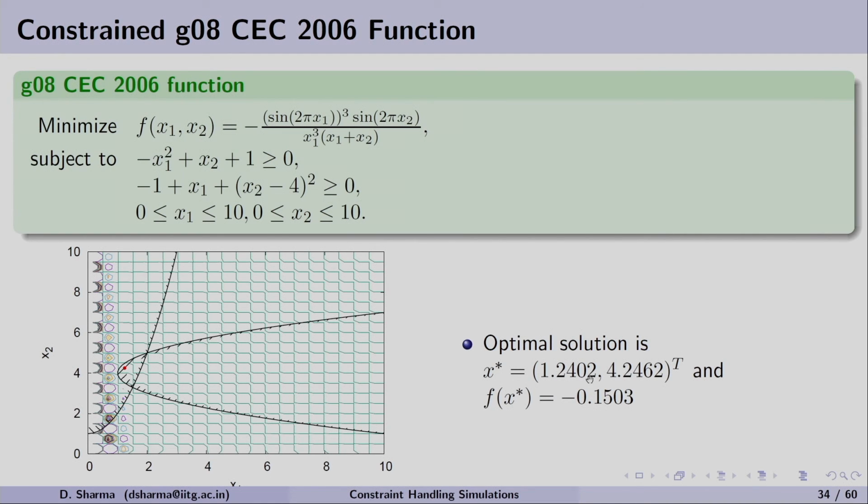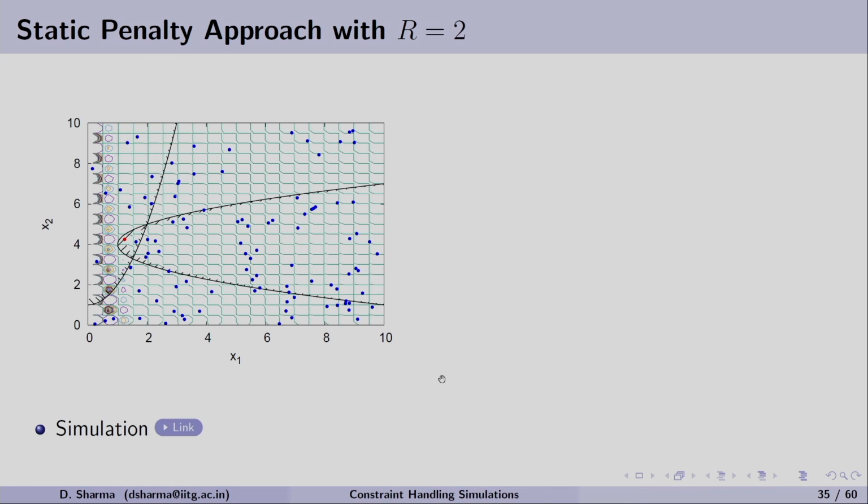The optimal solution on the right hand side is shown with an accuracy up to 4 decimal places. So, the point is given, and the function value is minus 0.153. So, this value is quite small. On this particular function, we have to see how these constraint handling techniques will work.